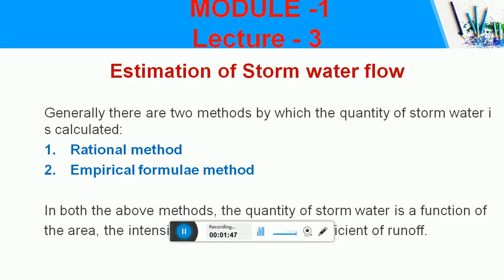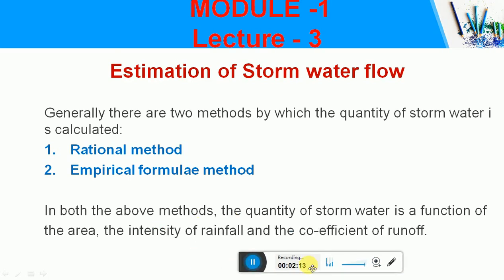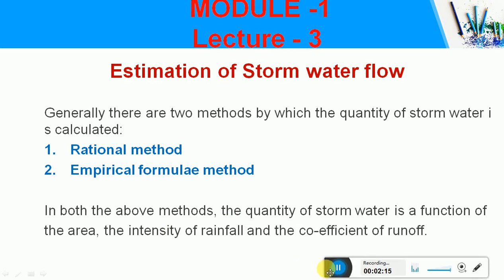To estimate the storm water flow we have broadly two methods, that is one is rational method and second one is empirical formulas method. In both the methods the estimation of stormwater flow is a function of the area and intensity and coefficient of runoff. So we will see in detail how to estimate the stormwater flow using these methods.